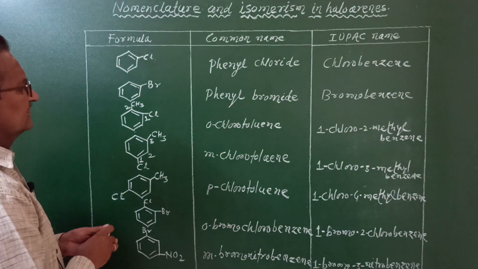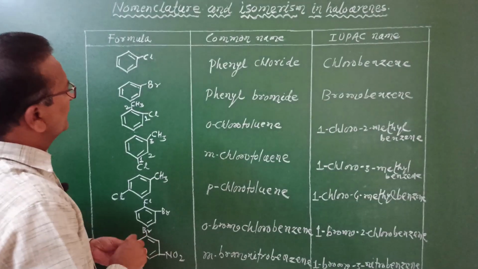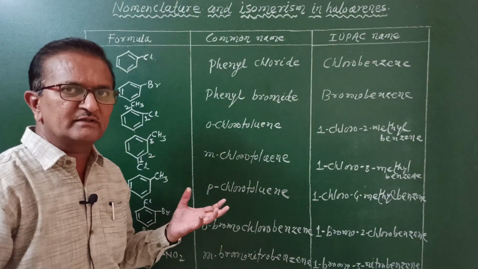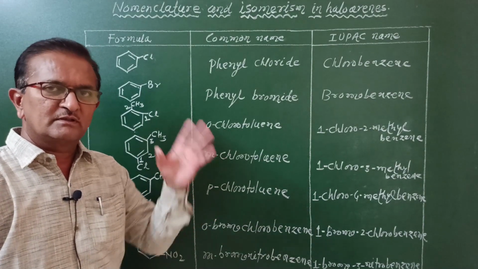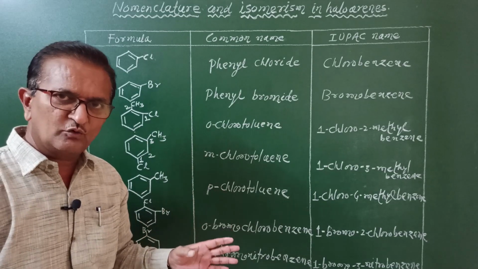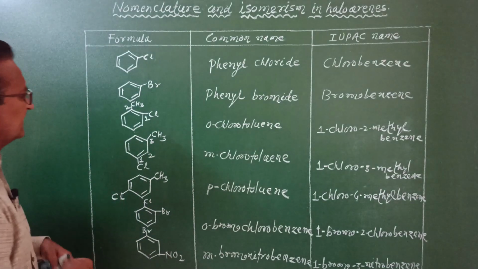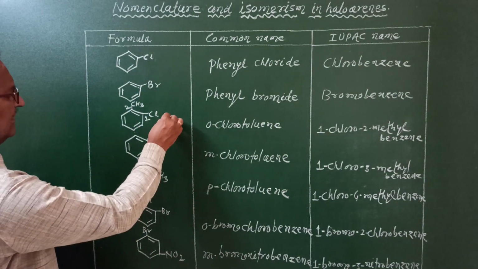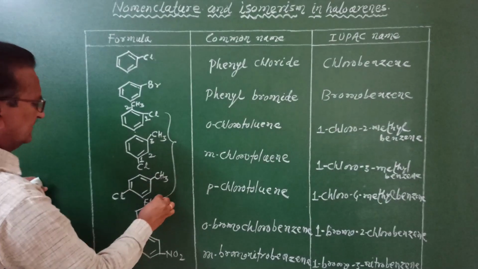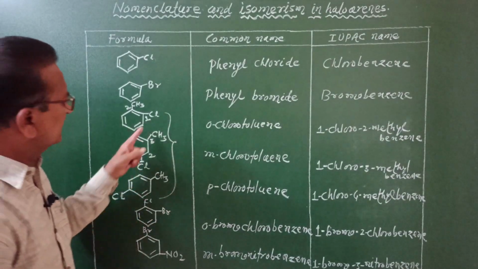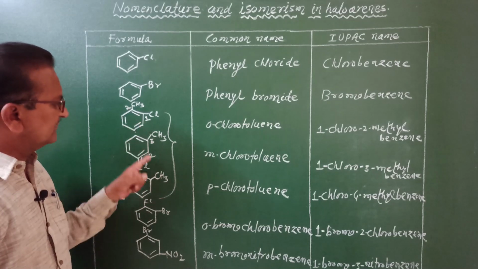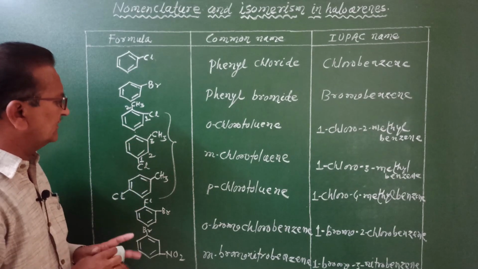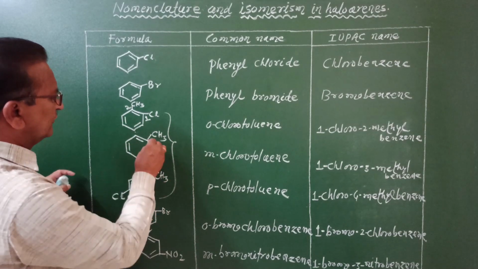Now let us see, we'll take examples of dihaloarenes. We'll write isomers of dihaloarenes. These are also called isomeric compounds because all these compounds have the same molecular formula. What is the molecular formula for all these three?